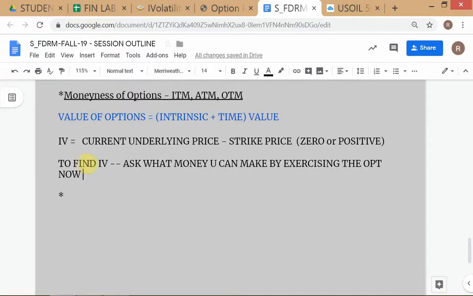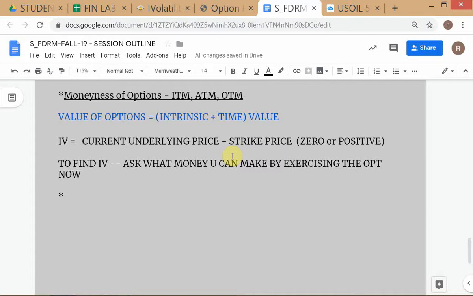All these things you will also be able to read from these links. Options Education is a very good website. Is this first point clear? We have defined what intrinsic value is. You know how to calculate it. Basically, you ask yourself, if I buy the option right now and immediately exercise it, what amount of profit or loss will I make?